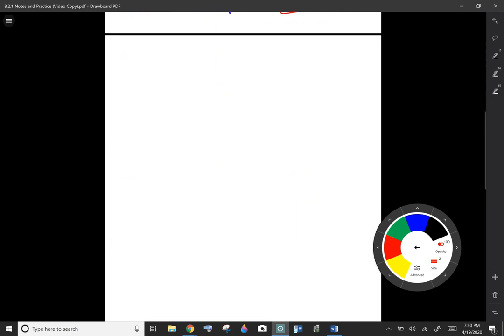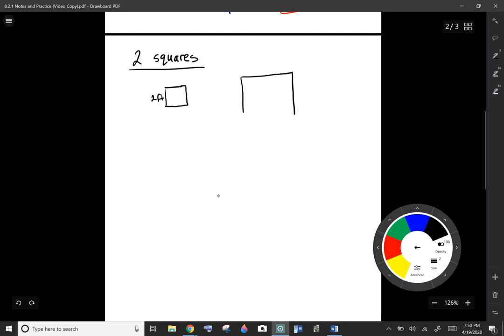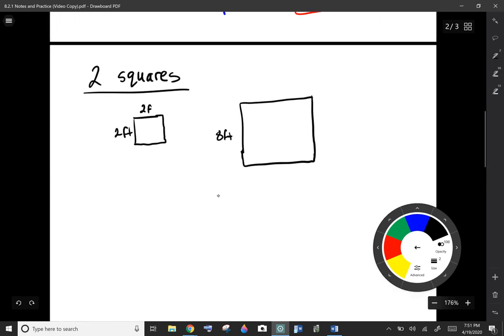So to show you one example of this, a little bit different of a shape, let's think about 2 squares. If we have 2 squares and one of them is, let's say, 2 feet in length, and the other one, let's say it is 8 feet in length. Since we know that with squares, all their sides are the same, that means this is going to be 2 feet, 2 feet, 2 feet. And all of these sides are going to be 8 feet, 8 feet, and 8 feet. So we have some dimensions for this square.